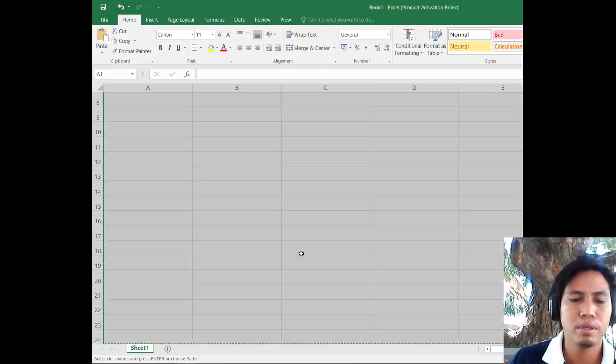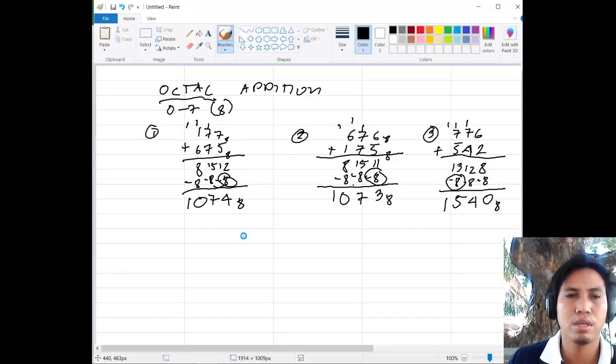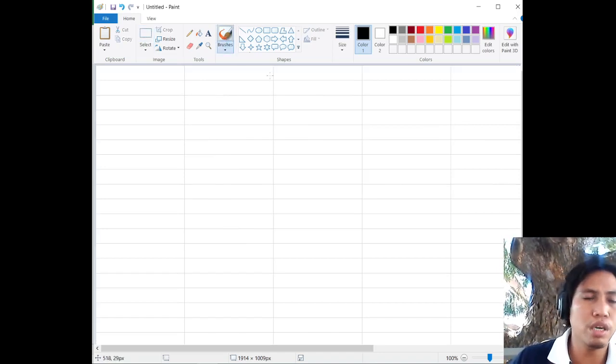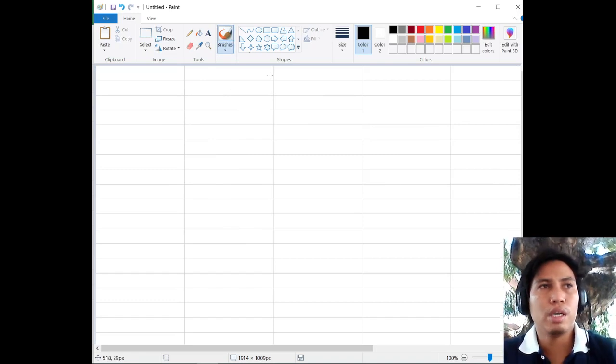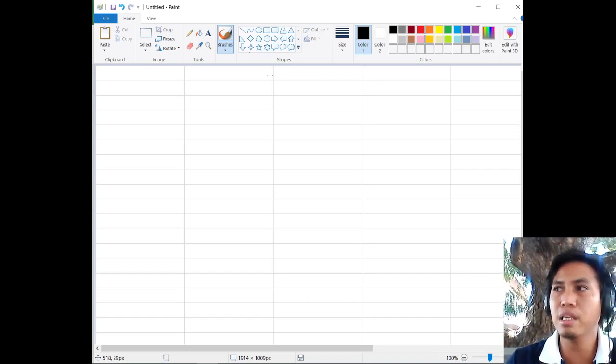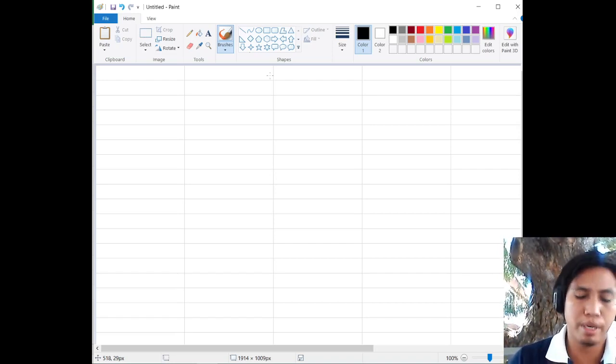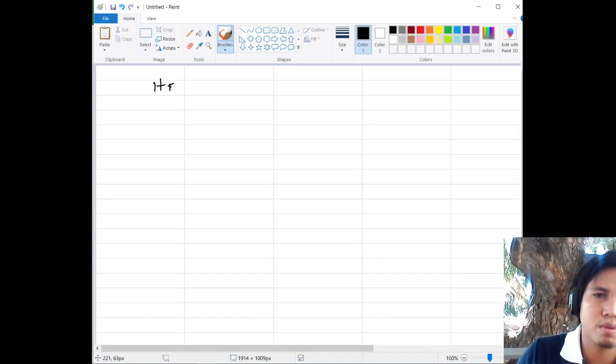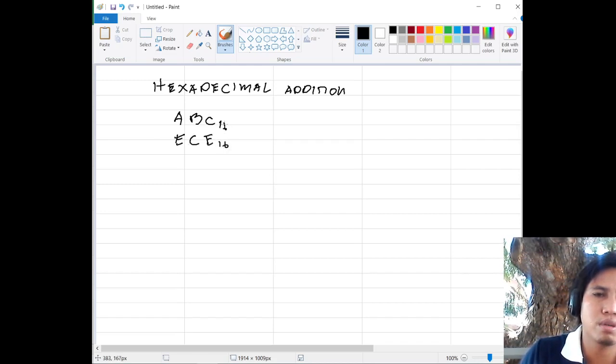Then let's have hexadecimal addition. So the same, hexadecimal addition, you just, if take note, if the digit exceeds the valid digit, then you just need to subtract the base. Okay? So let's say ABC base 16 plus ECE base 16.